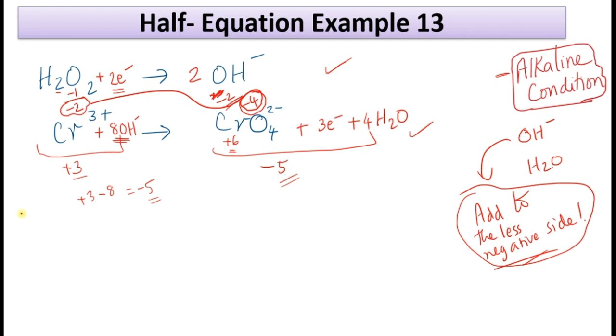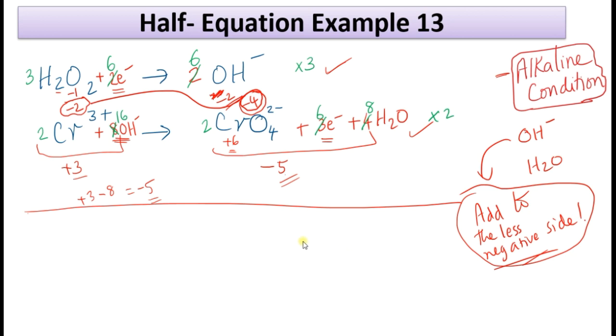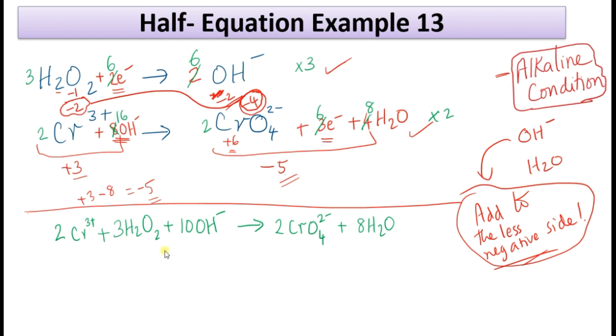So all you have to do now is make the electron numbers the same. You've got 3 electrons here, 2 electrons here. You have to make the electron numbers the same, and you know how to do this and come up with an overall equation. So now I'll multiply that. Now I'm just going to tidy this up, add these two up, and write an overall equation. So that is the overall equation for this.